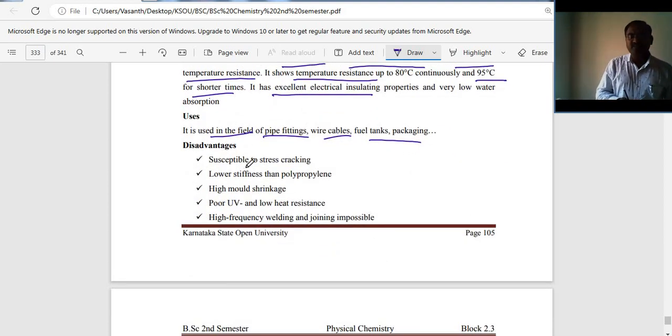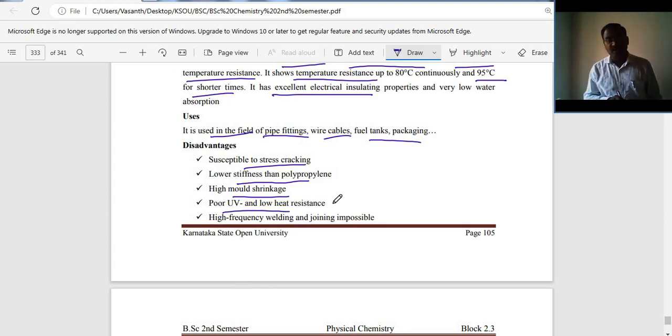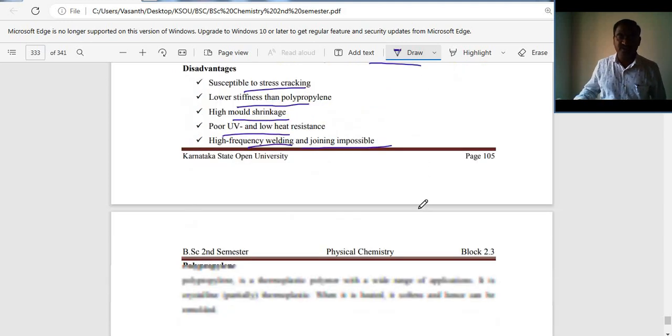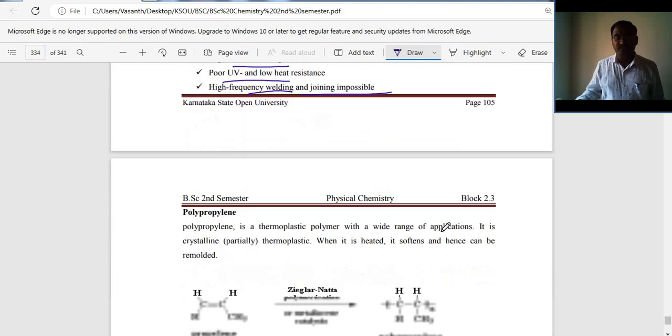It is susceptible to stress cracking, has lower stiffness than polypropylene, high molding shrinkage, poor UV and low heat resistance, and high frequency welding and joining are impossible.